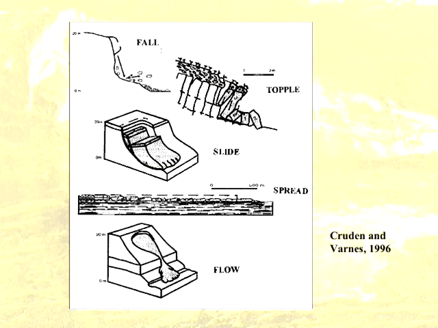The second class is topple, which involves overturning of columns of rock or soil separated by steep discontinuities. The third one is a slide, where movement occurs along well-defined boundary displacement discontinuity or sliding plane, with the sliding body itself having only a limited amount of deformation.